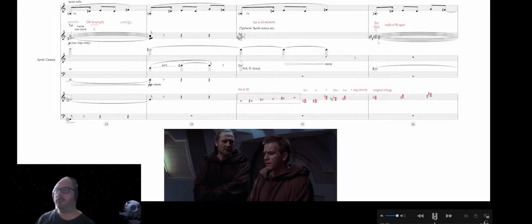It's something elsewhere. Again, something elusive, something mysterious. Bang. Here's the augmented chord again.